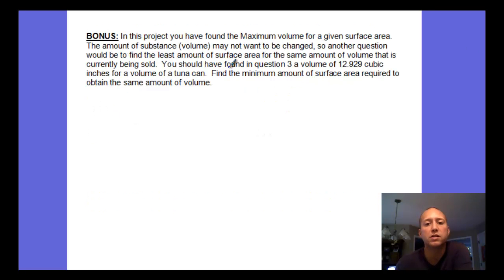And then the bonus is kind of working backwards, saying that if we know how much volume we want to put into that tuna can, let's minimize the actual surface area. So I'm not going to give you too much help here on our bonus, but I want you to think about how you're working backwards in the substitution to minimize the surface area formula. So think about how to set that up.